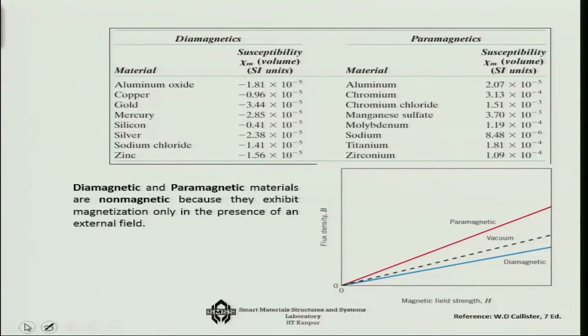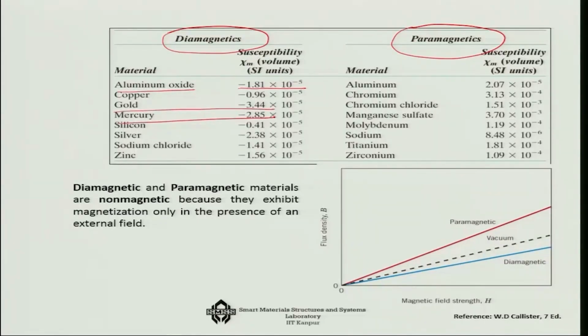Before we go to the ferromagnetics, this is a chart which gives us the susceptibility of diamagnetic materials, because there we measure it in terms of susceptibility, not permeability. If you consider aluminum oxide among the diamagnetics, it is one of the highest in terms of susceptibility. Of course, even higher is gold, mercury for example, then silver. Then there are other materials like sodium chloride, zinc, etc.